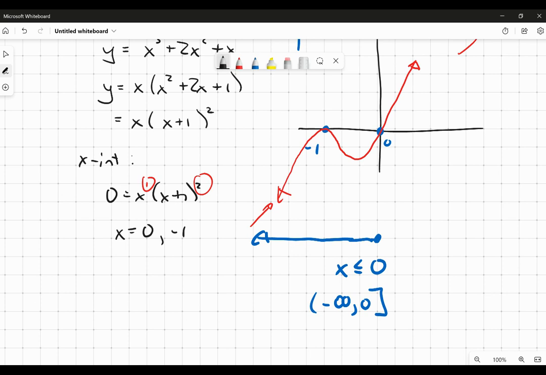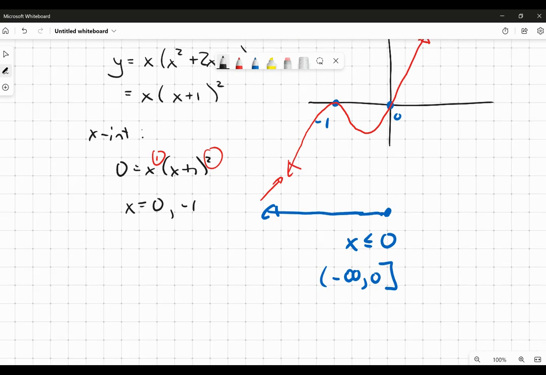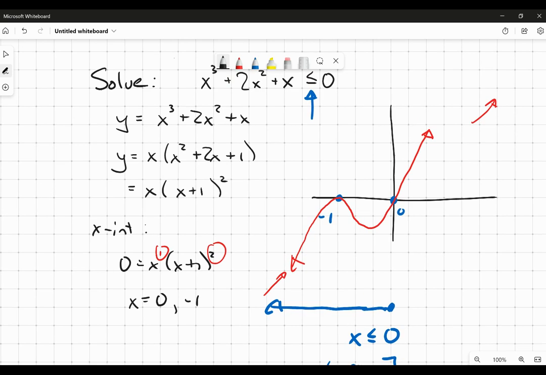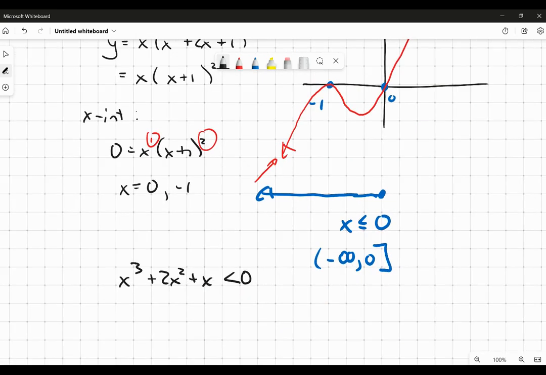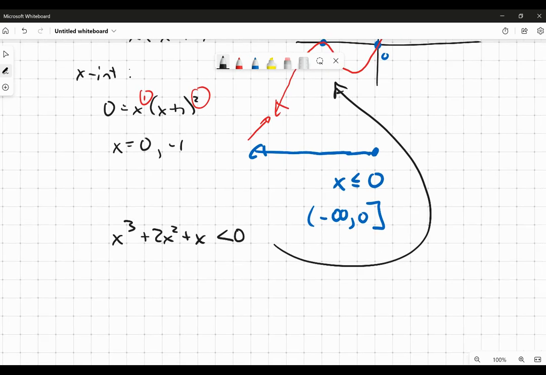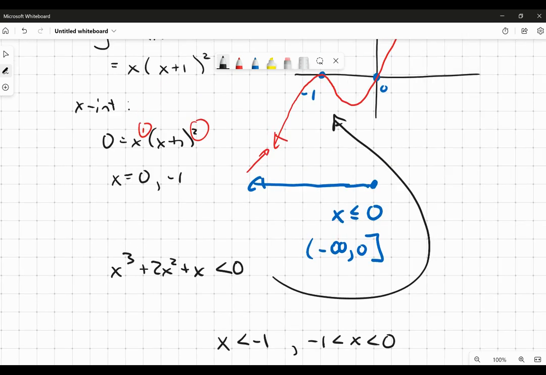Now, just to make this interesting, if the question had been x cubed plus 2x squared plus x less than 0, in other words, if it had not included the 0 up there, then what would happen here is that the value at negative 1, the y-coordinate, would have become 0. We wouldn't have accepted that. We would have rejected that root. So what would happen here is, it's true, the function is less than 0 for all values of x less than negative 1. And then from negative 1 out to 0 also works.